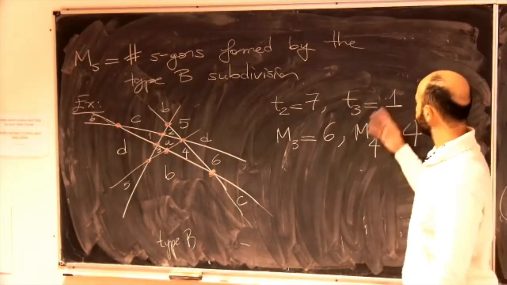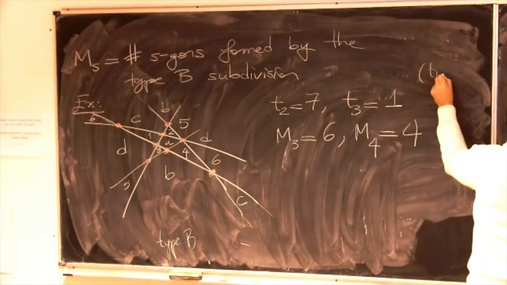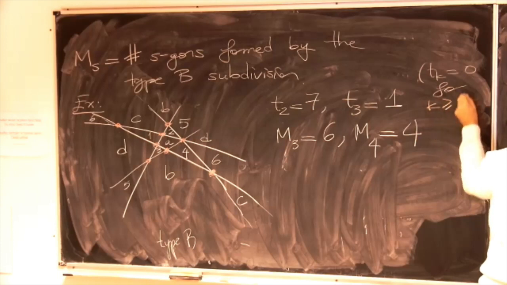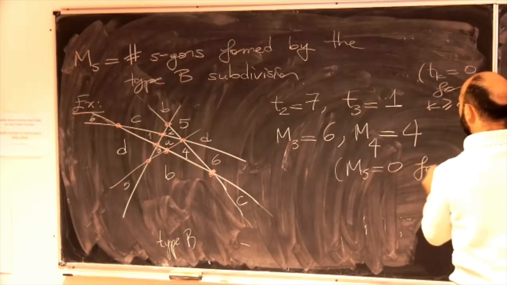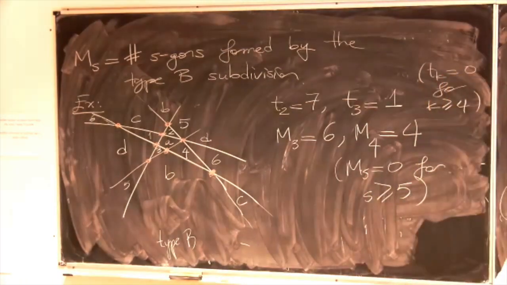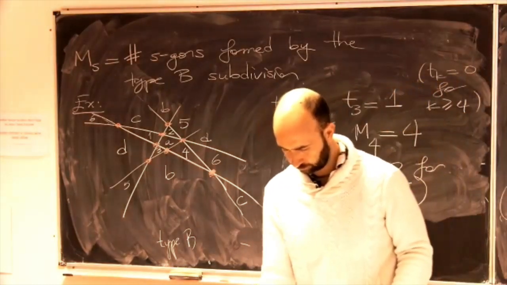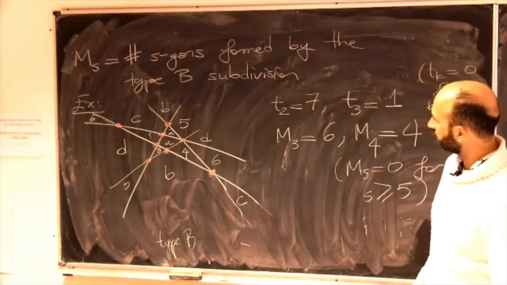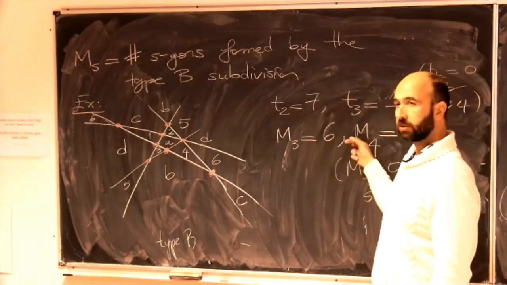And all the others are 0. So Tk is 0 for k at least 4. And Ms is 0 for s at least 5 in this example. Well, just even looking at this picture, we might guess there is some restriction. These numbers cannot be completely arbitrary.